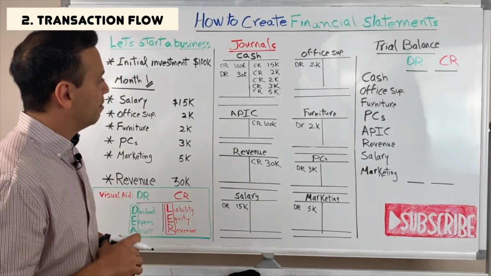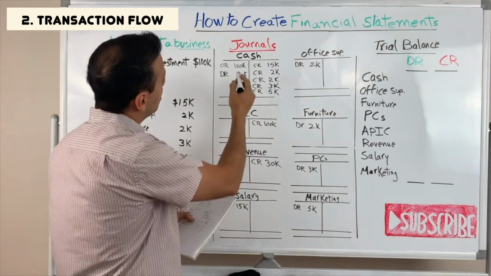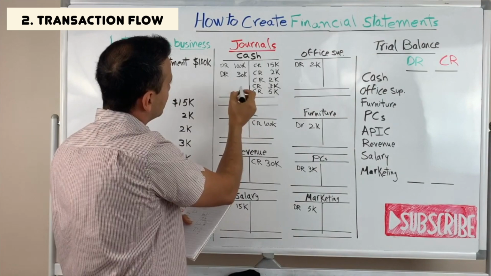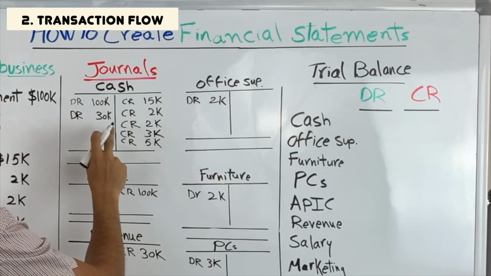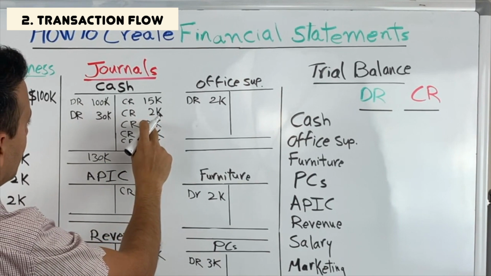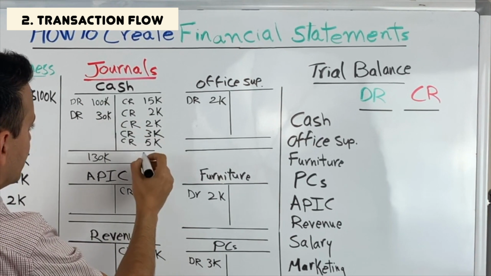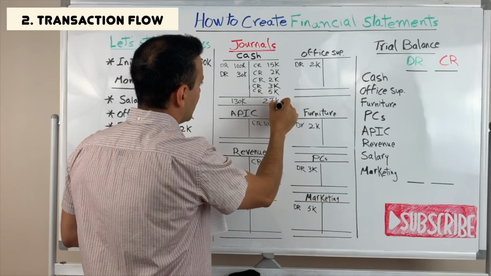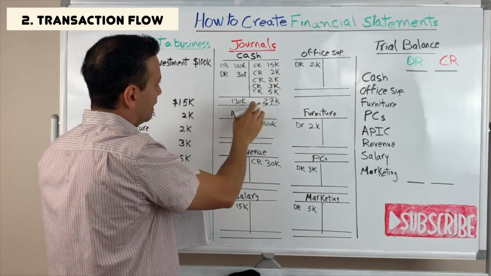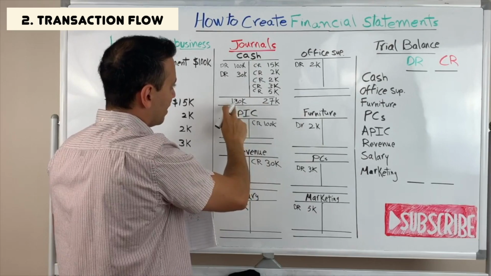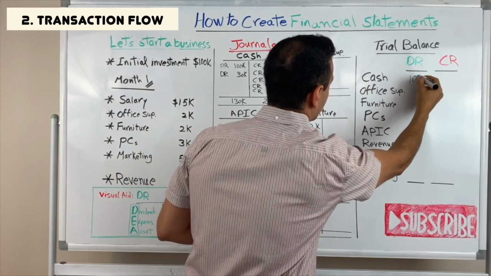So we'll go ahead and sum each of our T accounts here so that we can transfer the balances to a trial balance. So for cash, on the debit side, we have 30 plus 100, that's 130K. And on the credit side of cash, we have credit 15 plus 2, that's 17, plus 2, 19, plus 3, 22, plus 5, 27K on the credit side. So we can transfer that balance over to our trial balance. So basically, it's a debit of 130 minus a credit of 27. That means a balance of 103, a debit of 103. So you transfer that over here, 103.